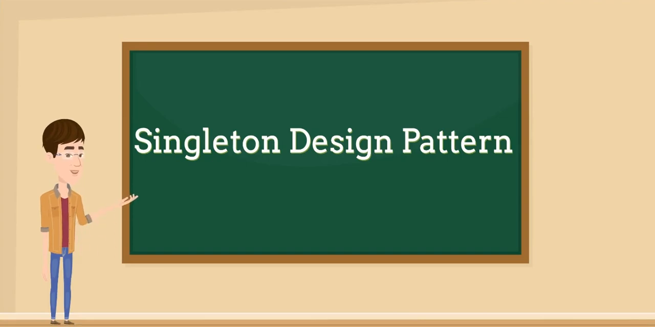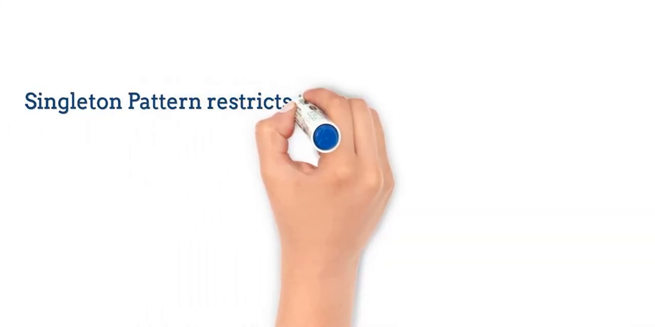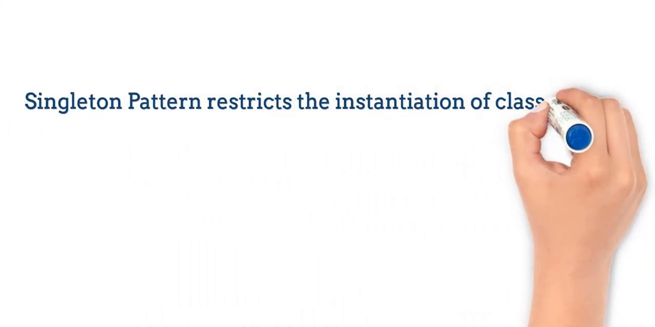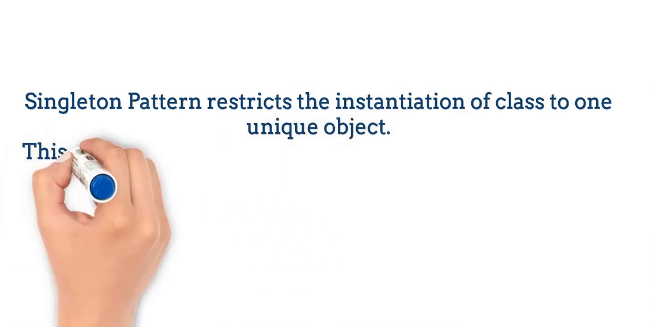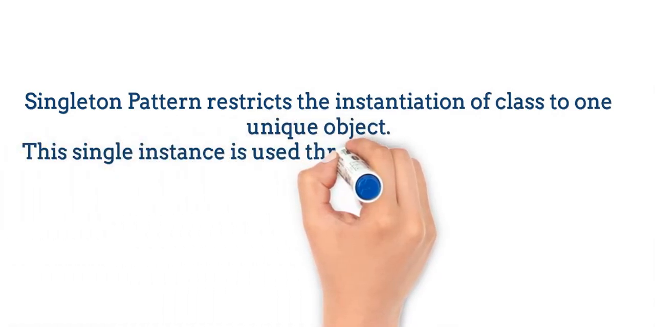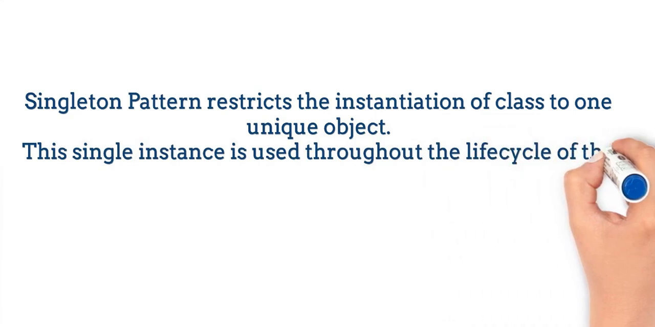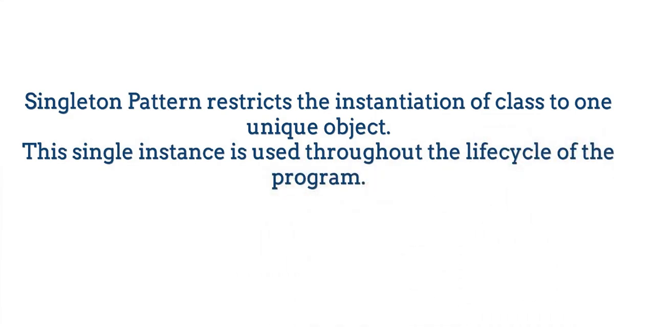Today, I am gonna discuss the singleton design pattern. Singleton pattern is a pattern that restricts the instantiation of a class to one unique object. This single instance is used throughout the lifetime of the program. Let's understand it with an example.